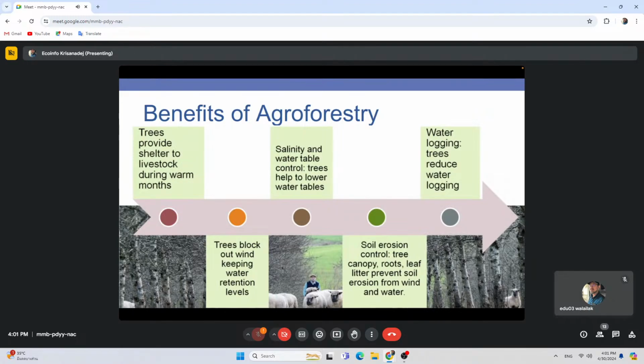Benefits of agroforest. Trees provide shelter for livestock during the warm months. Trees block the wind and keep water retention level for the plants. Salinity and water table control. Soil erosion control. Tree canopy, roots and leaf litter prevent soil erosion from wind and from rain. Trees reduce waterlogging. Next slide, please.